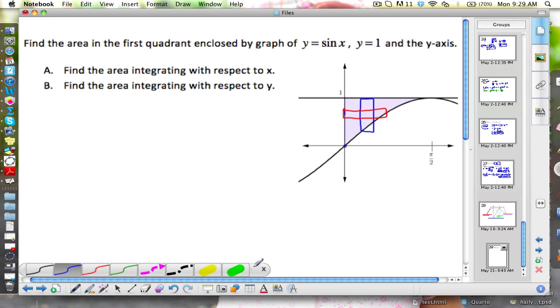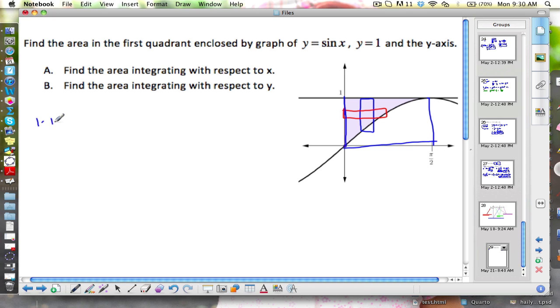So let's get started. Alright, so to do this, what I'm going to do is I'm going to find the area of this large rectangle where the height is 1 and the width is pi over 2. So that's 1 times pi over 2 for that big rectangle, minus the integral of sine x. You see this here, and when I subtract these I'll be left with just this purple region here. So minus the integral from 0 to pi over 2 of sine x dx.